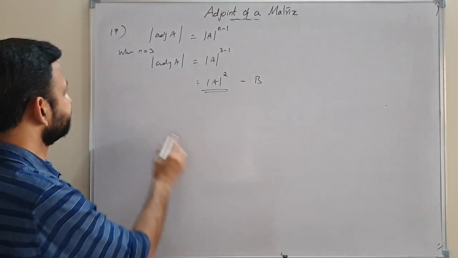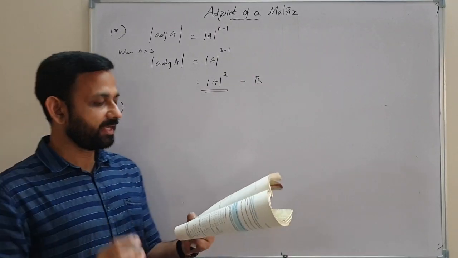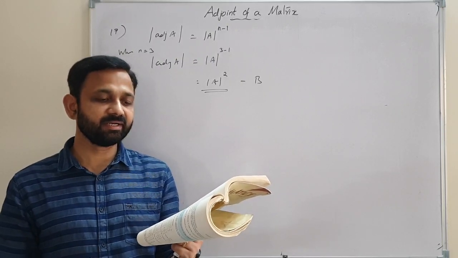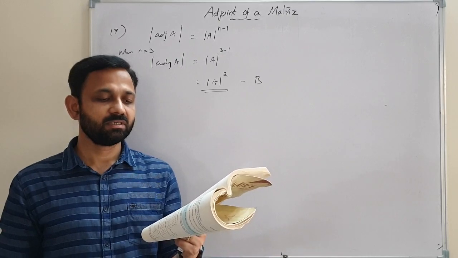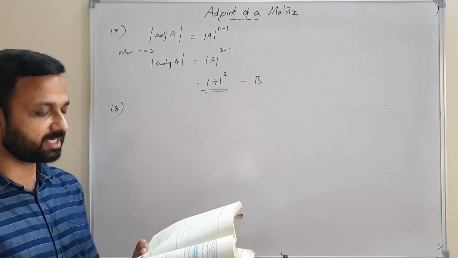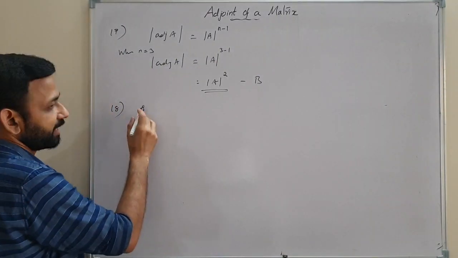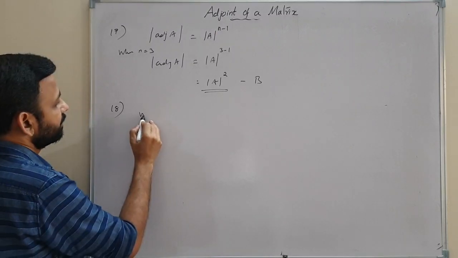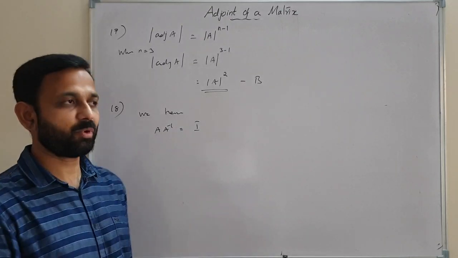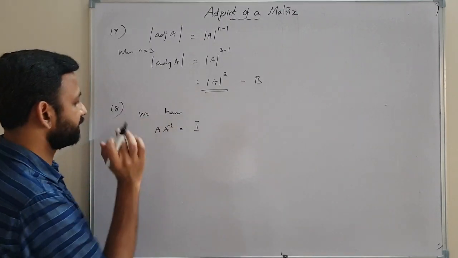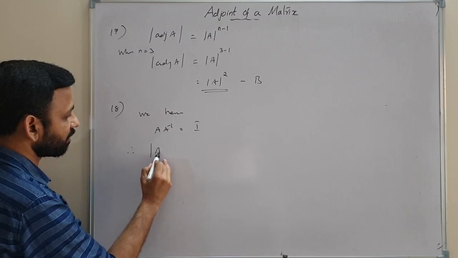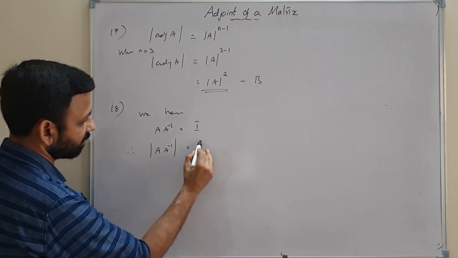Then question number 18. If A is an invertible matrix of order 2, then we need to find a determinant of A inverse. We have A into A inverse is equal to identity matrix. We can take determinant of both the sides. Therefore, determinant of A into A inverse is equal to determinant of identity matrix.